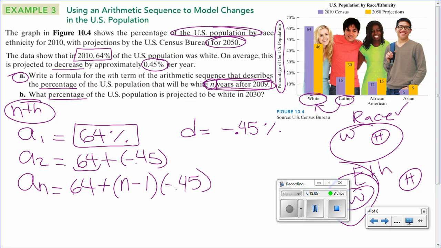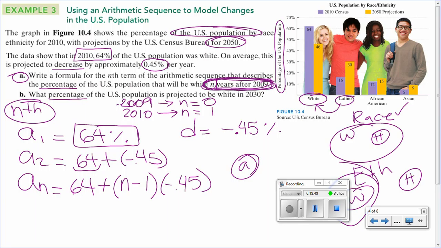So we were saying that the year 2009 will represent n equals 0, and the year 2010 will be n equals 1, all right? And so that is why it says n years after 2009. So I think that for that one, we will leave it like that, just in general terms. And then that is the answer for part A.